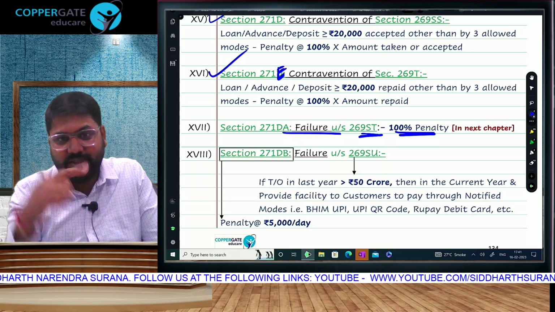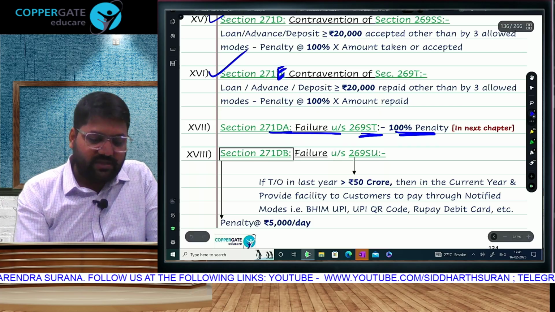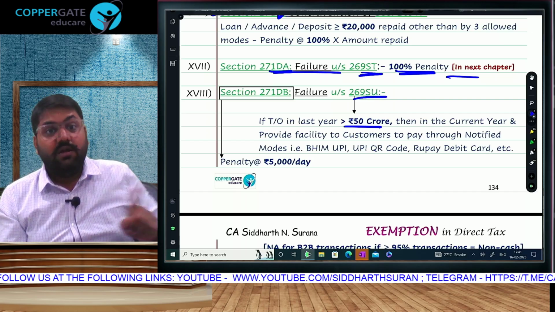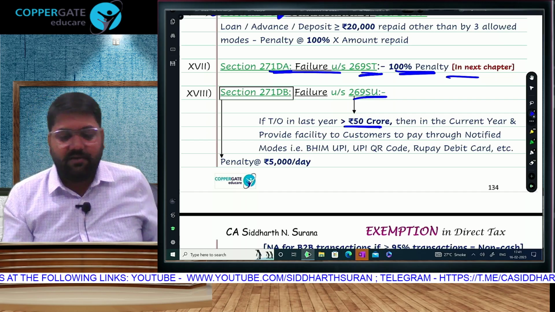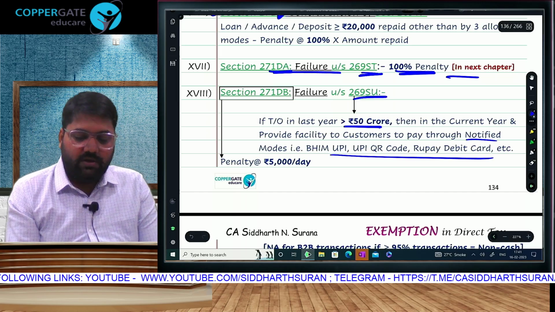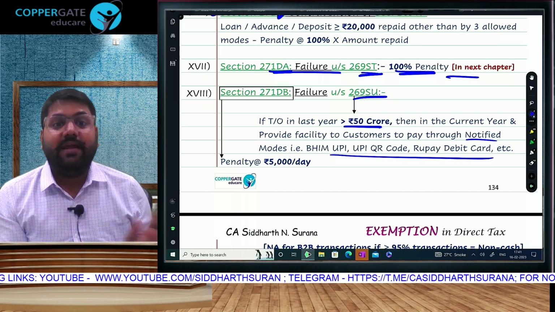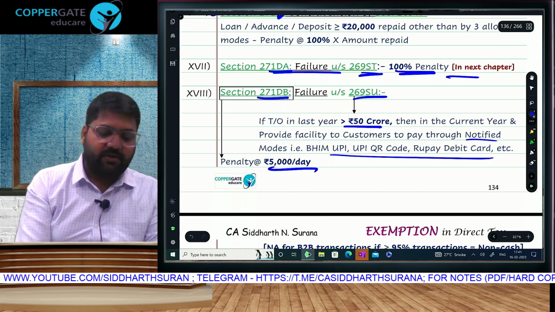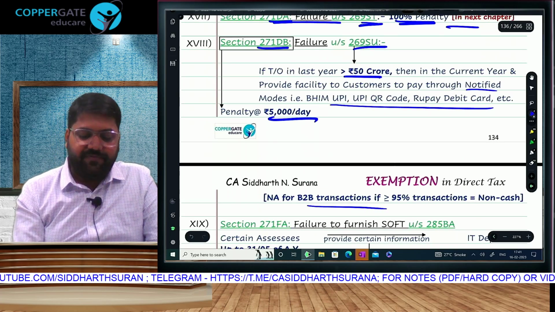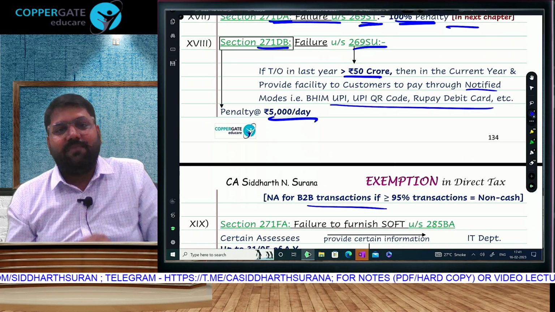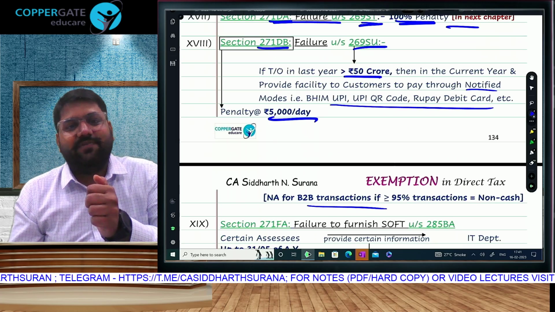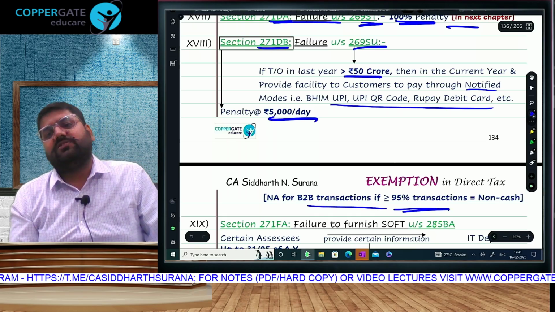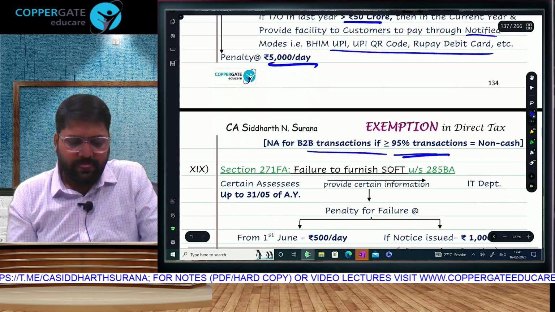269ST is the rule that I already spoke. So miscellaneous mein now I will not do time pass. And 271DA mein the penalty is given. 269SU, if your last year ka turnover exceeded 50 crore, then current year may provide facility to customers to pay through the notified modes. They may pay in any mode, but you have to provide facility if your last year ka turnover exceeded 50 crore. And failure will attract penalty of 5000 rupees per day. However, if it is B2B transaction, you know, like wholesaler buying from manufacturer, so aisa thodi ke wholesaler will go and scan QR code in the factory. So B2B transaction, if 95% is non-cash, this section is not applicable.